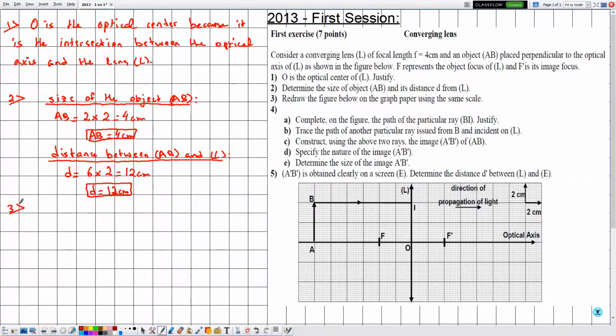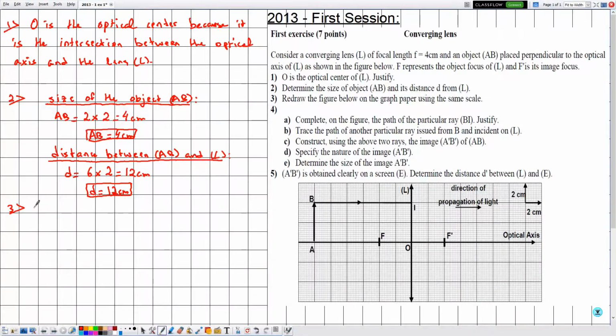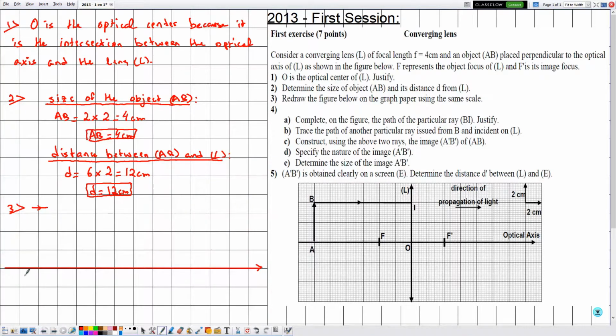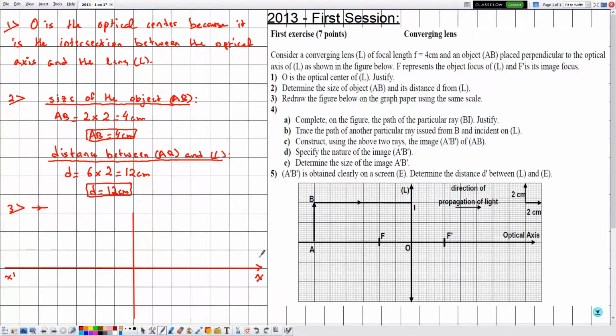Now in part 3 they are telling me to redraw the figure below on the graph paper using the same scale. Notice that here the direction of propagation of light is from left to right, and whenever we need to redraw we always start by drawing the optical axis at the center, having the same direction of propagation of light, from left to right. This is the optical axis x prime x. Then we place the lens L perpendicular to the optical axis at the center, and the intersection between the optical axis and the lens L is the optical center O.